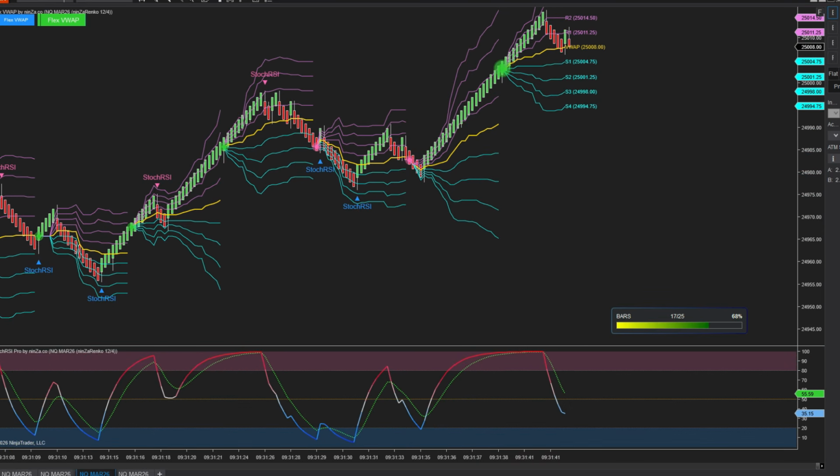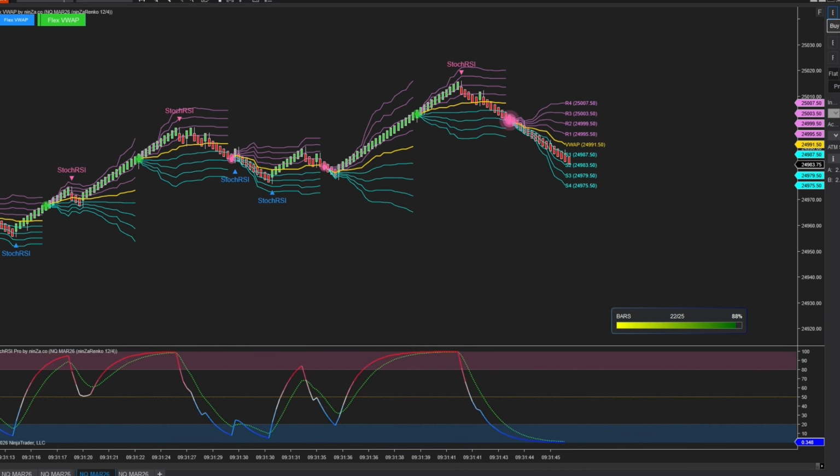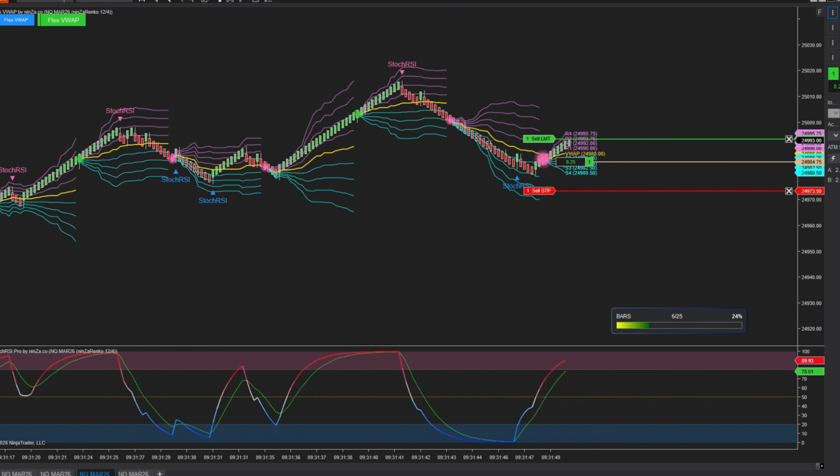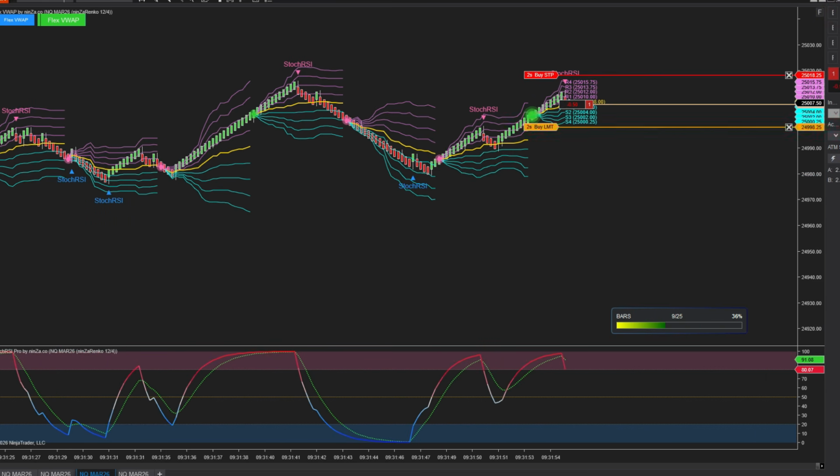And that is the scalping strategy I want to introduce to you when trading with Flex VWAP, an indicator designed for traders who want to use VWAP but face limitations due to calculation lag, which makes scalping more difficult.